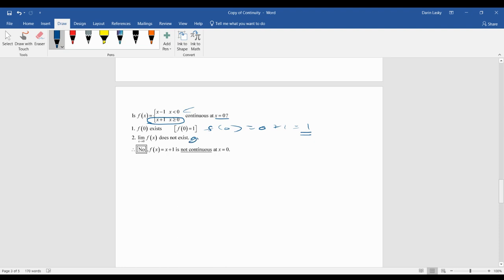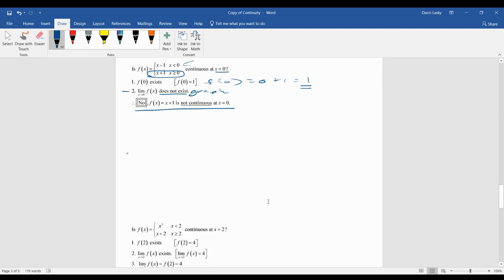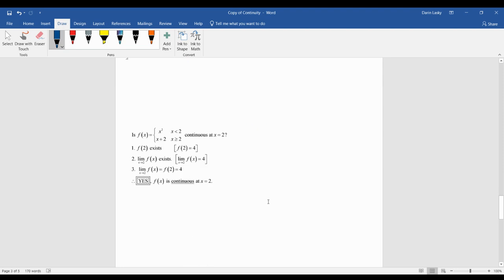And then if you graph this out, because plugging it in won't work, this one's going to be a graph. If you graph this out, it shows you that it does not exist. Since the limit does not exist, then no, it is not continuous. So you have to show the steps like this for every single one of them. Same thing for this one here.